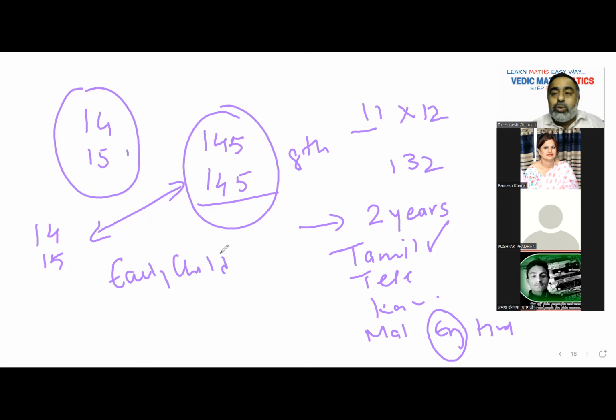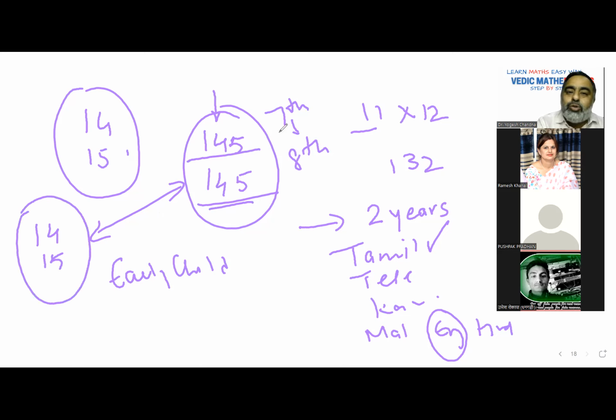Don't think that children will find it difficult. I told you this topic comes in class 7th and 8th. For 7th and 8th, they know how to multiply 145 into 145. What we have done today is give them easiness. You don't have to multiply these three digits. You just have to multiply 14 with 15 because 25 is permanent. Now your doubt is clear? Yes, sir. Clear.